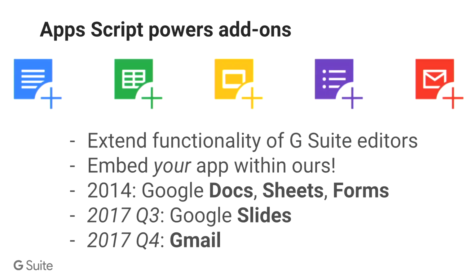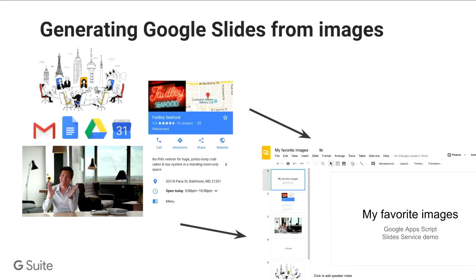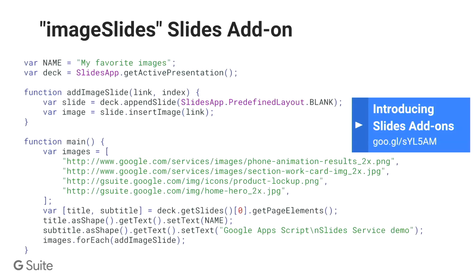So have you ever heard of Add-ons before? AppScript powers Add-ons. All right, so Add-ons gives you the ability to extend Google Docs, Sheets, Slides, Gmail, and Forms. All right, so you can make a slide deck from images. All right, so the code looks something like this. Again, it's similar to the Slides API, but much shorter.